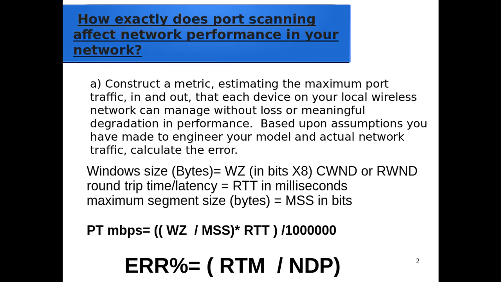The first one is the window size. The window size is a variable that is advertised either by the sender or the receiver in a TCP connection in order to tell the host, the first host or the second host, how much information the device is going to handle or how much information it is able to receive. In this case, the window size is normally expressed in bytes. However, I'm going to express it in bits because I need to operate the window size with units that are different.